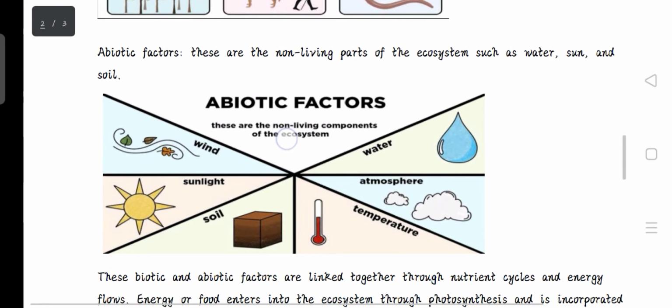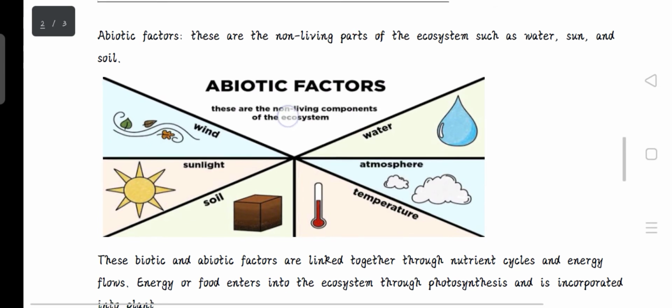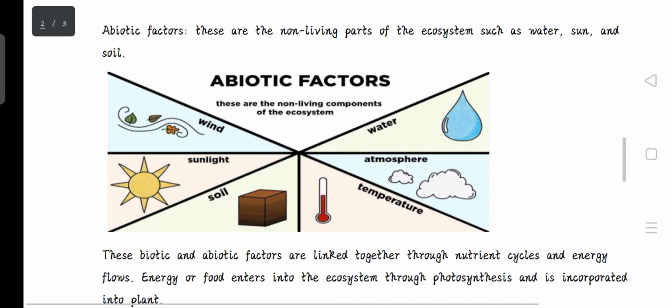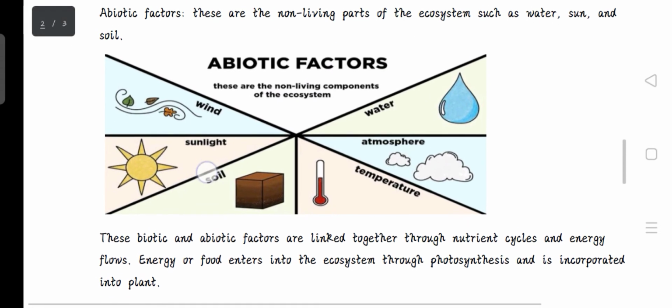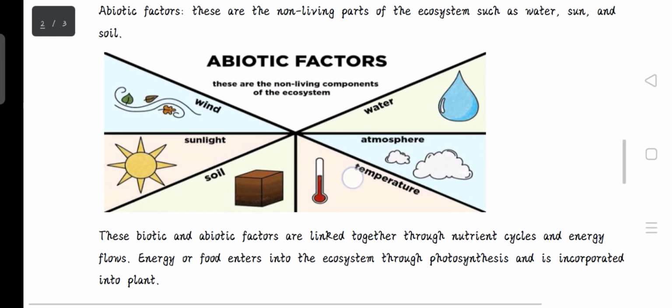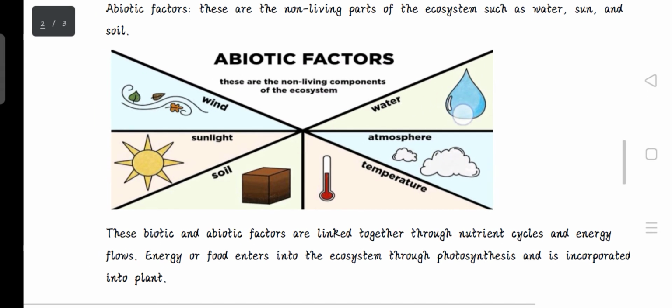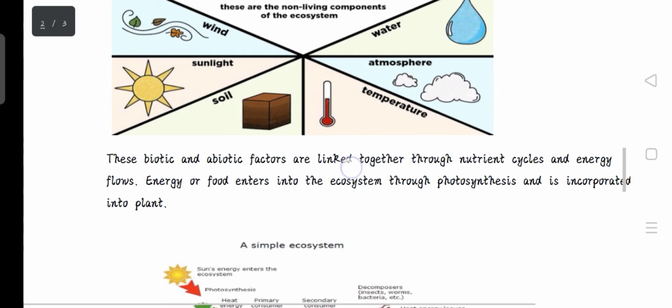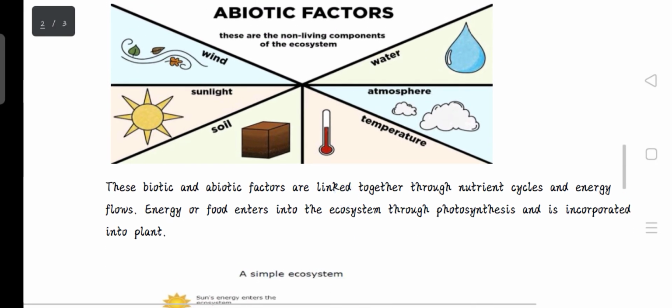Now we have the abiotic factors. These are the non-living parts of the ecosystem, such as water, sun, and soil. When you take a look at this picture, you can see the wind, the sunlight, soil, temperature, atmosphere, and water. All these form the non-living things in the environment. So these biotic and abiotic factors are linked together through nutrient cycles and energy flows.